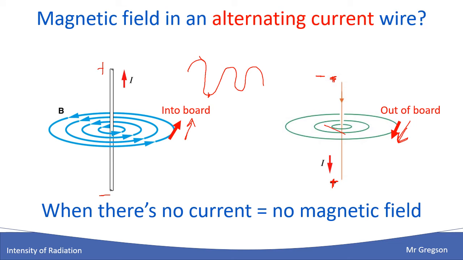Now, the important thing obviously is to remind you, when there's no electric current flowing through here, if I turn this off, none of this exists. So our magnetic field at this exact same point would be 0 as well.